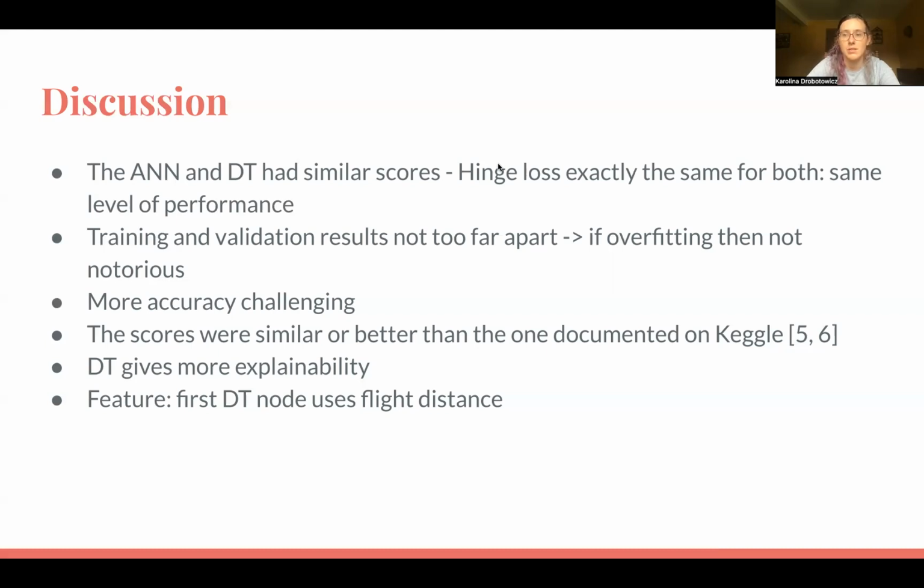And telling all of that, we also noticed that decision trees give more explainability. And thanks to that, we could understand that the first node of the decision tree used the flight distance, which was actually interesting because it's a feature that cannot be modified by the airlines.